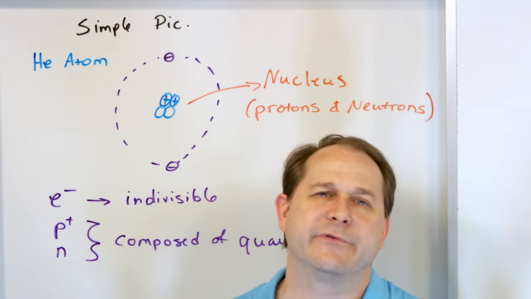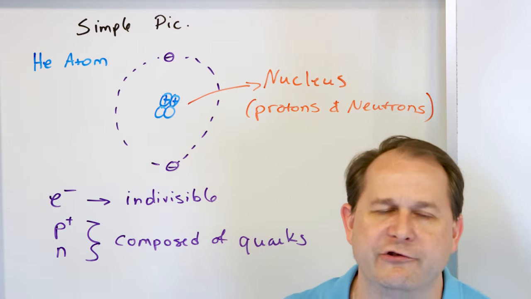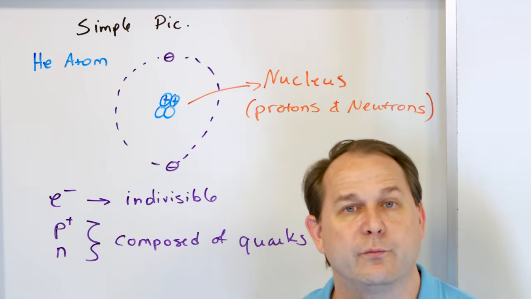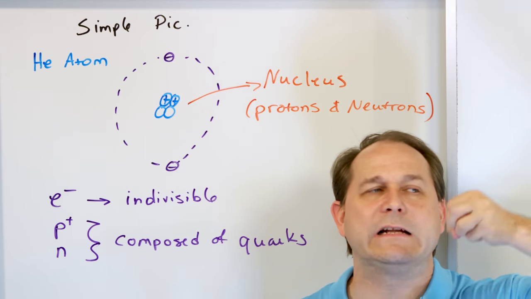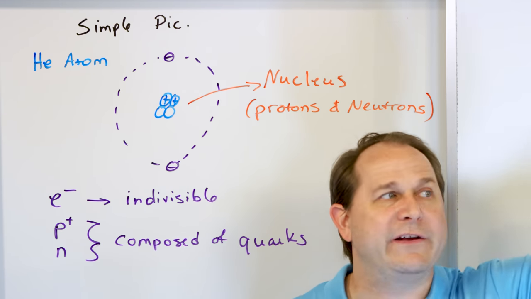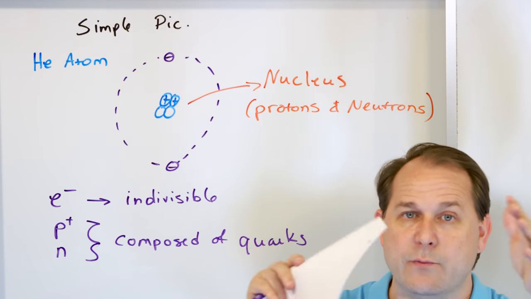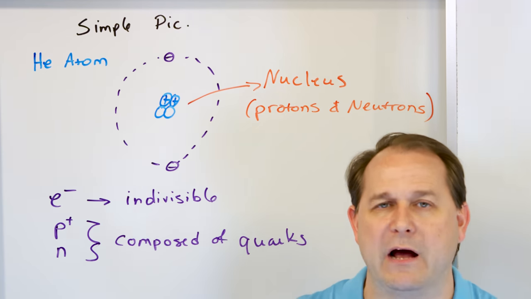So that's why all the atoms around you don't appear to be charged, because they have an equal number of protons, which are positive, and electrons, which are negative. However, if you take an electron away, maybe it gets transferred to another atom somehow, and you leave behind what we call an ion, which has a net positive charge.